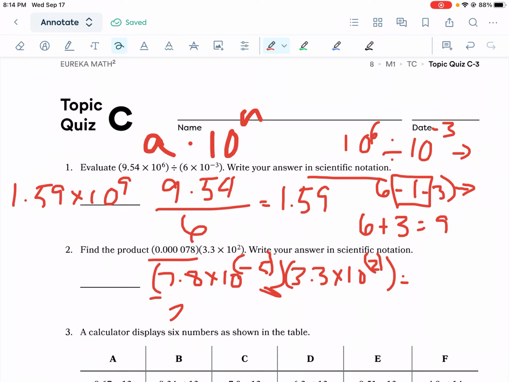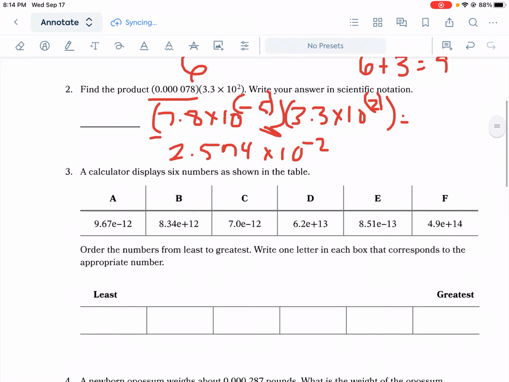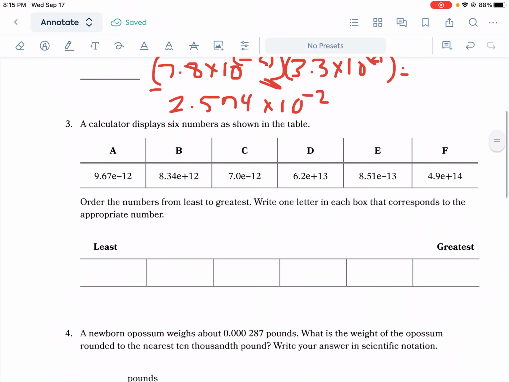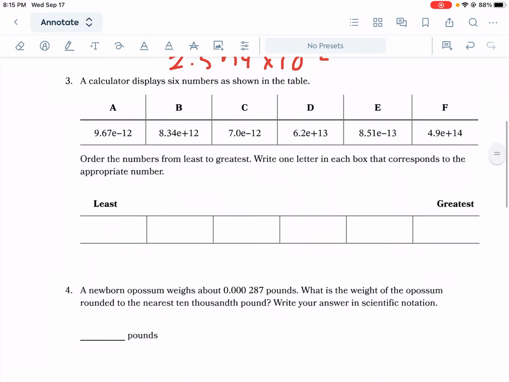And the answer here is 2.574 times 10 to the negative 2. If this question asks us to round this answer, we could just round to the tenth place, and that'll give us 2.6 times 10 to the negative 2. But in this case, because it did not ask us to round, leave your number whole.